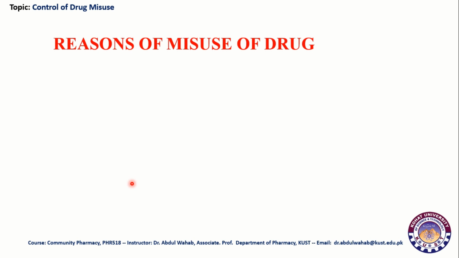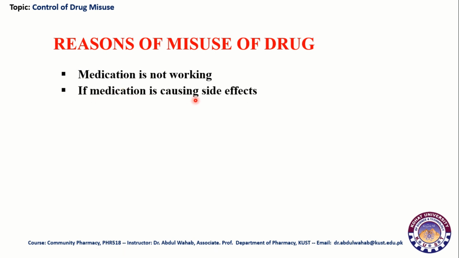Reasons of misuse of drugs. So what are the reasons of misuse of drug? Medication is not working. If medication is not working, then the patient discontinues that medication, so it is also a reason of misuse of drug. If medication is causing side effects, it will result in misuse of drug.